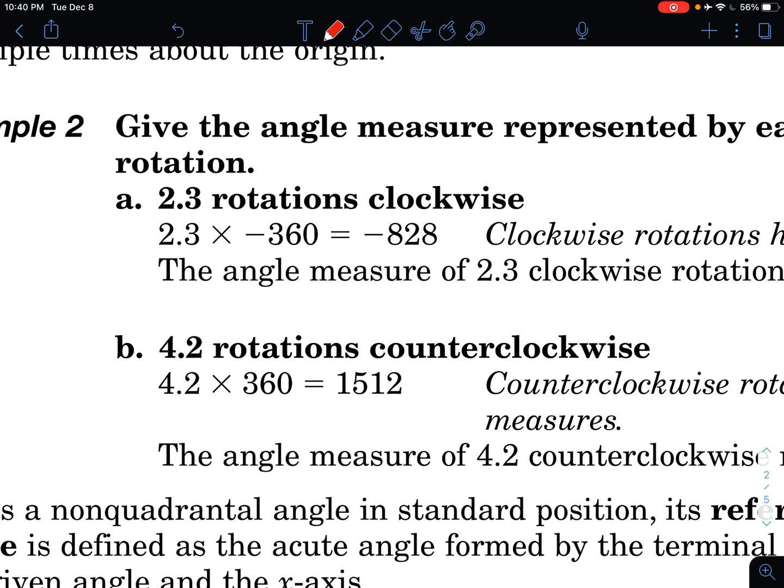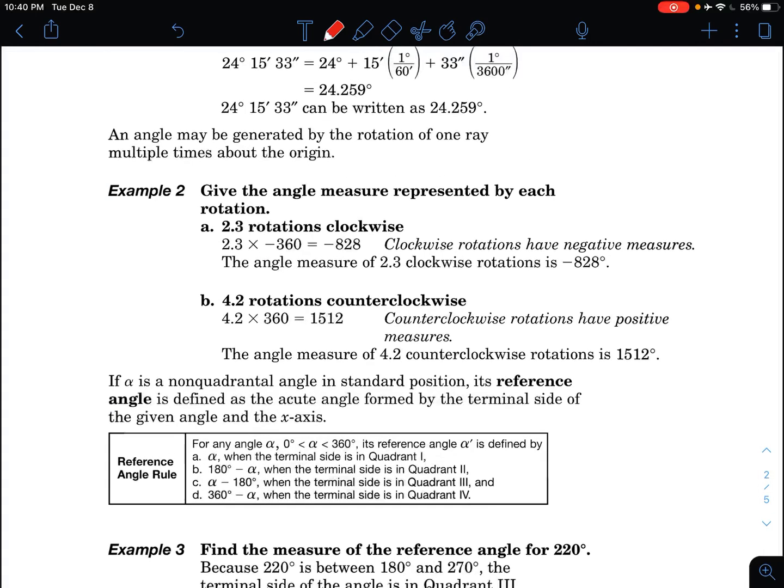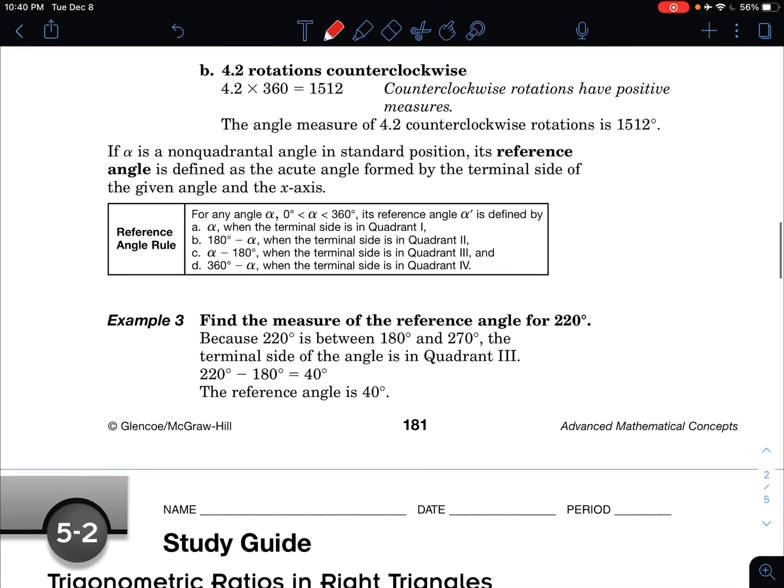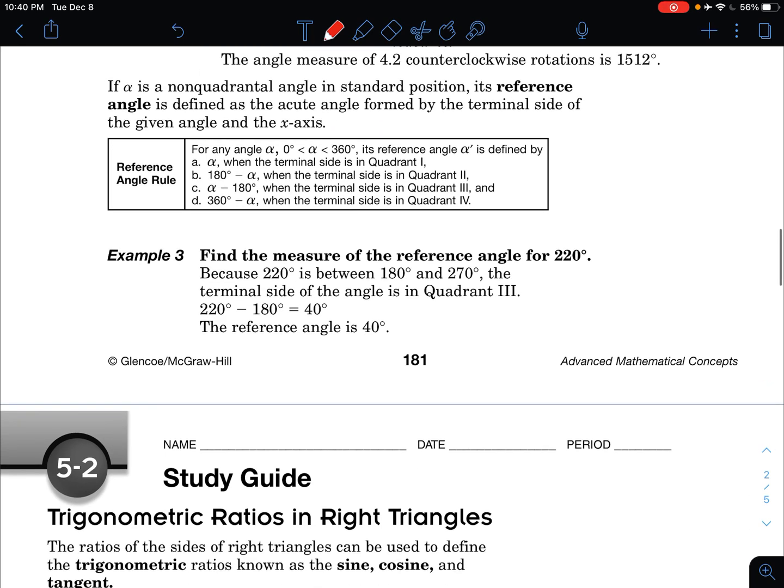Clockwise is negative, counterclockwise is positive. Number of rotations you multiply by 360. So if it's clockwise, it'll be negative. Counterclockwise will be positive. Your reference angle rule, here's a nice box for you. Memorize that rule. I'll go over that more tomorrow.